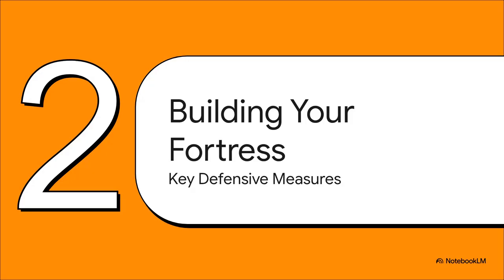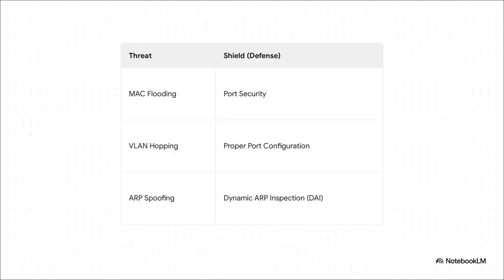All right, we've seen the attacker's playbook. It's a little scary, right? So how do we fight back? Well, for every single one of those attacks, there's a powerful defense we can put in place. It's time to build our digital fortress. And here's the good news. For each threat, there's a direct countermeasure. It's almost a one-to-one mapping. We're going to use a feature called port security to stop that MAC flooding. We'll lock down our ports with proper configuration to prevent VLAN hopping, and we'll deploy a really powerful tool called Dynamic ARP Inspection to shut down spoofing for good.